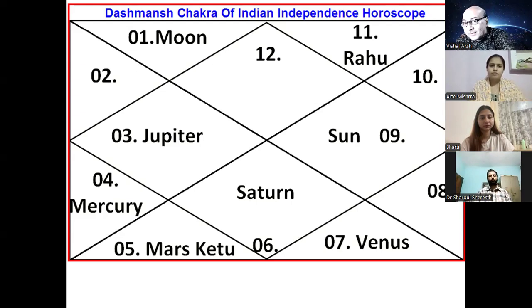Jupiter resides in the fourth house. Jupiter is related to Dharma. And the division was on the basis of Dharma, on the basis of religion. But this was a negative impact. But the positive impact was that Saturn played the role of Dharmaraj.